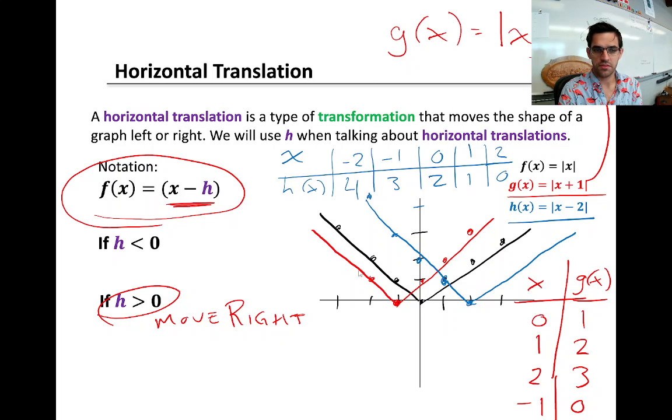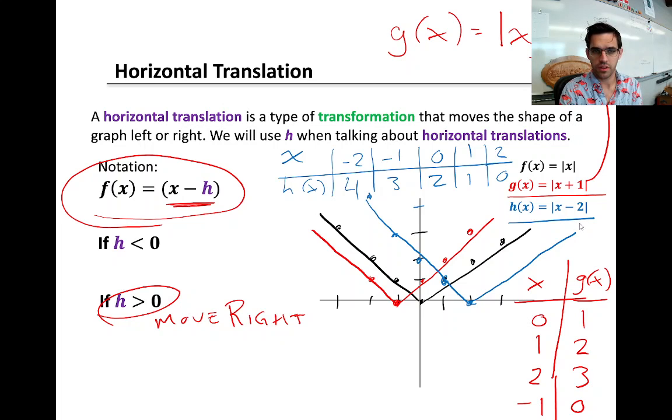And we can see that we're creating this v right here, and this v looks like the same shape as the parent function. It's just translated or shifted 1 to the left. And so we can see this does in fact shift the whole function graph 1 unit left. So that matches our h value. Now for h of x, the blue function, we have the absolute value of x minus 2. Okay, and so this does match our setup, x minus h, so 2 is our h value. So our h is 2, so we're going to be moving 2 units to the right.